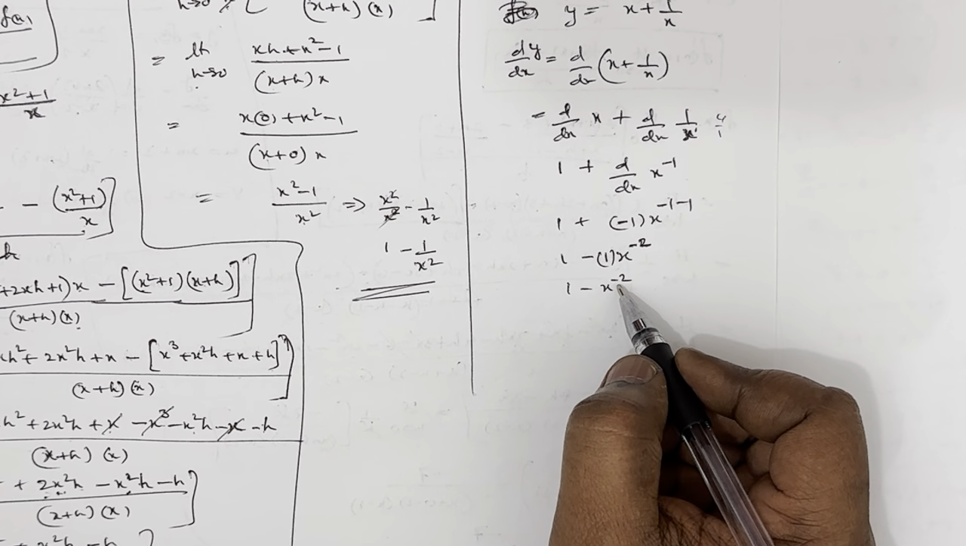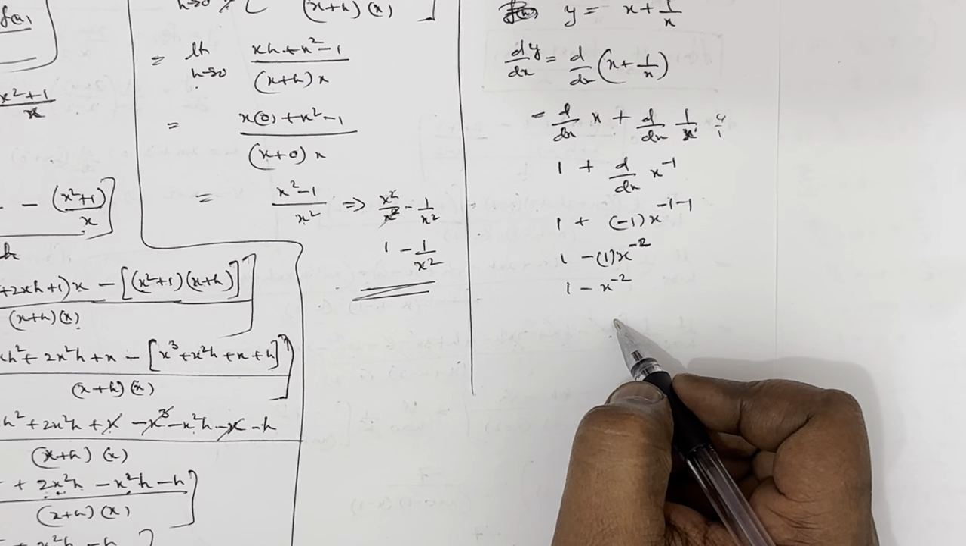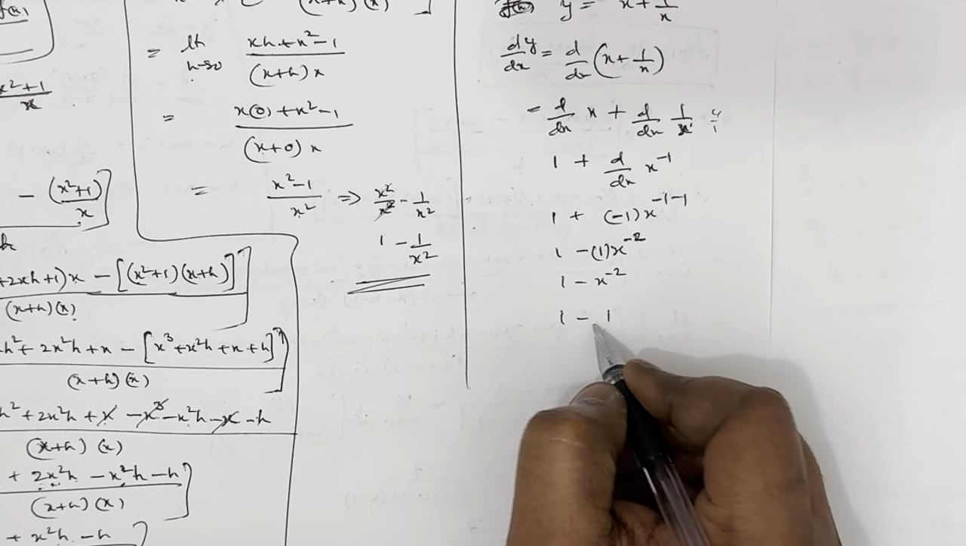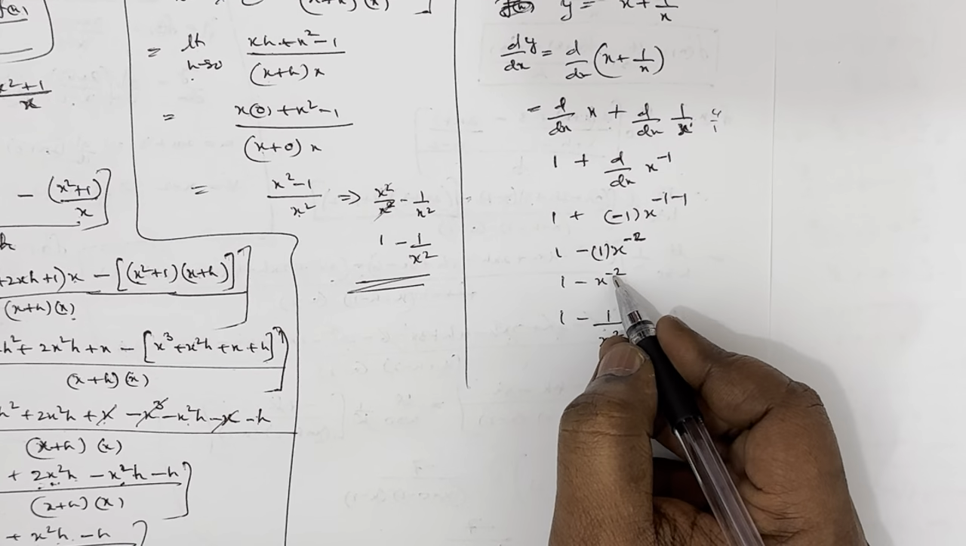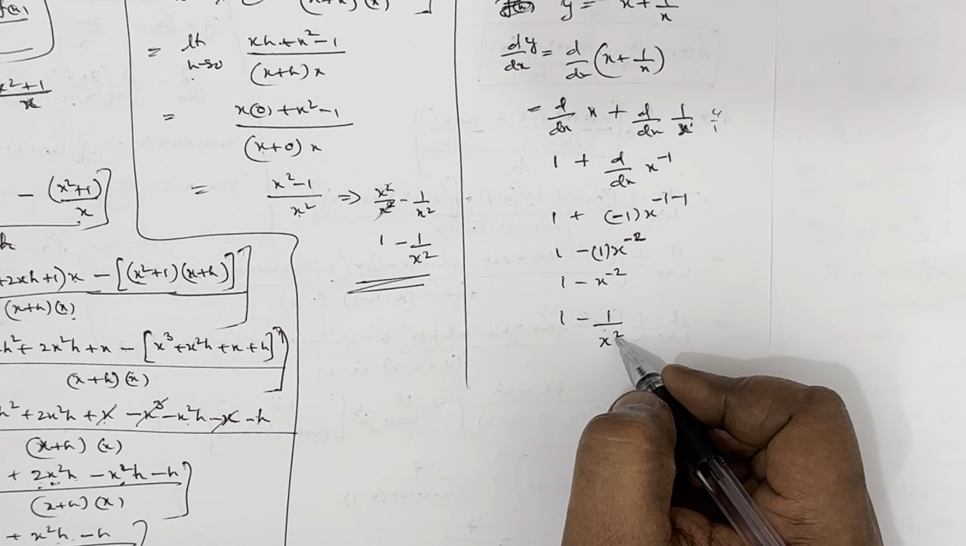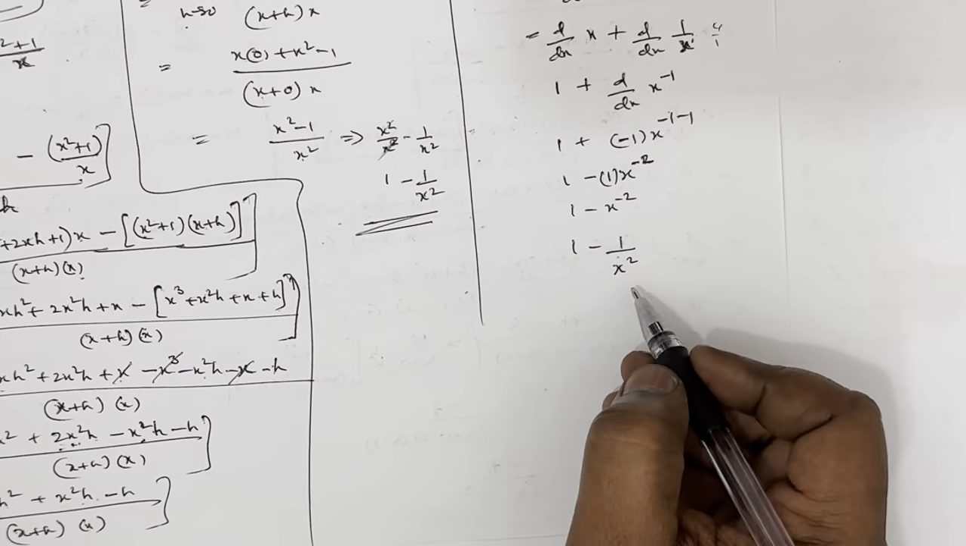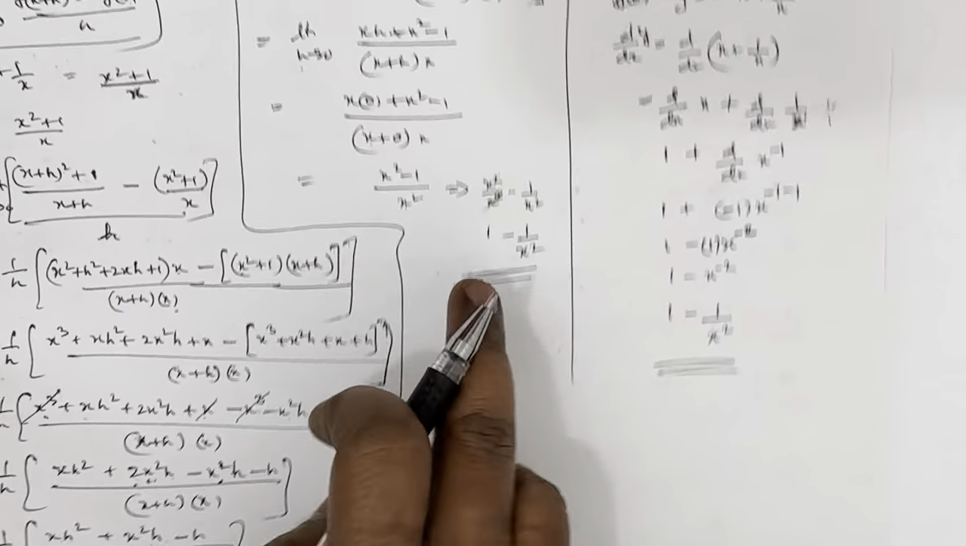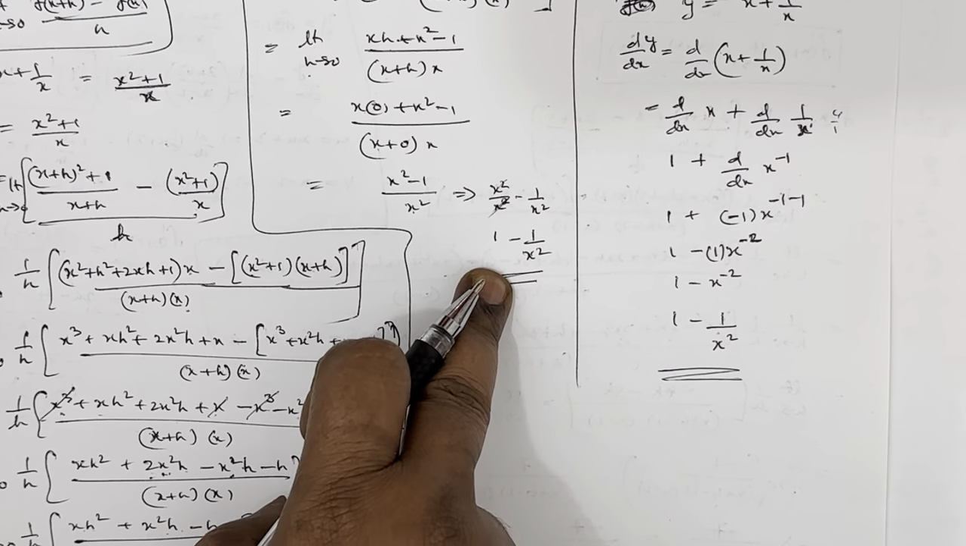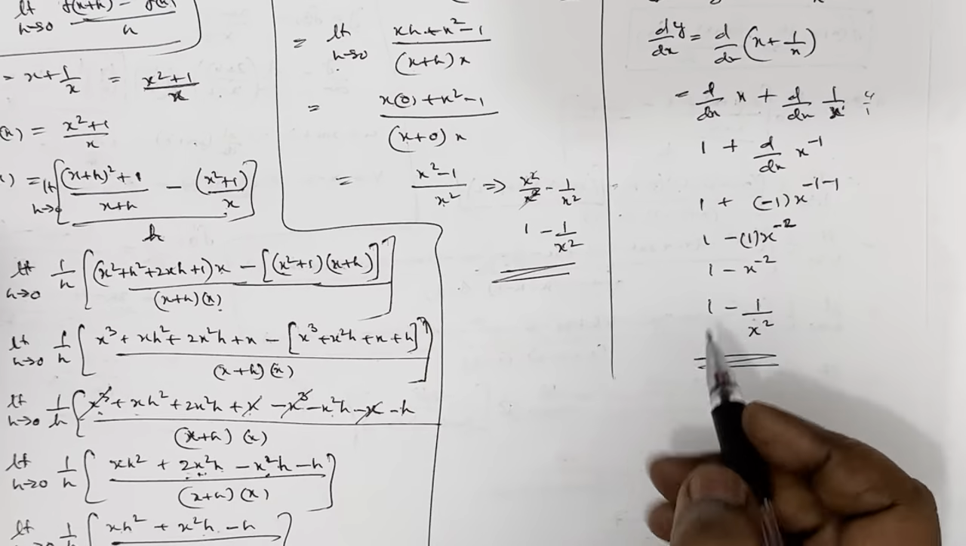So now again let's bring this back to the denominator, so it will be 1 minus 1 upon x square. Again the negative 2 will become positive 2. So that's it. This is the answer we got using the first principle also. So that's it.